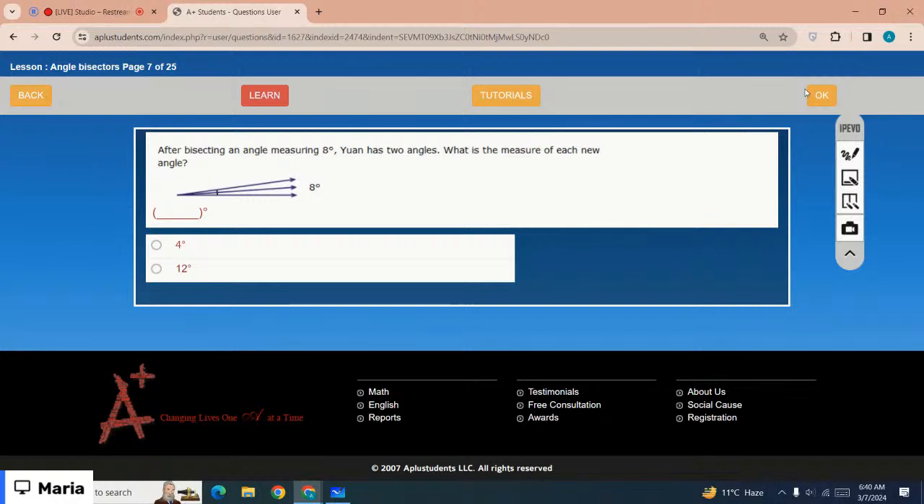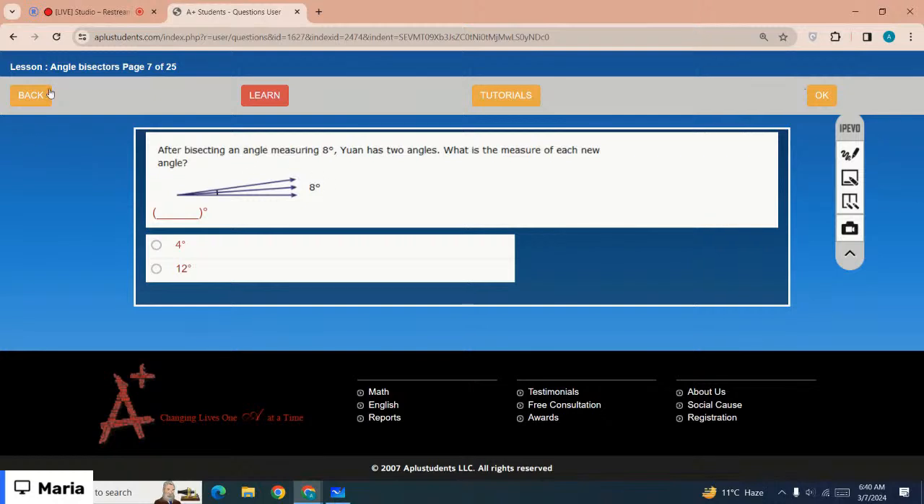After bisecting an angle measured 8 degrees, Yawn has two angles. What is the measure of each new angle? So, which is the correct option? Yes, the correct option is 4 degrees, right? Okay, you can complete the lesson by yourself later today.